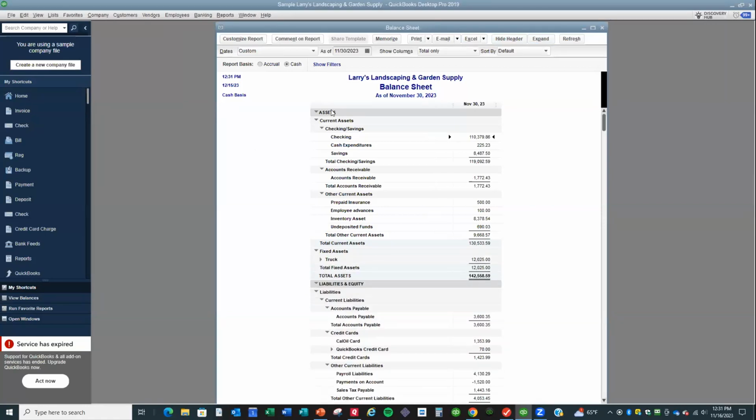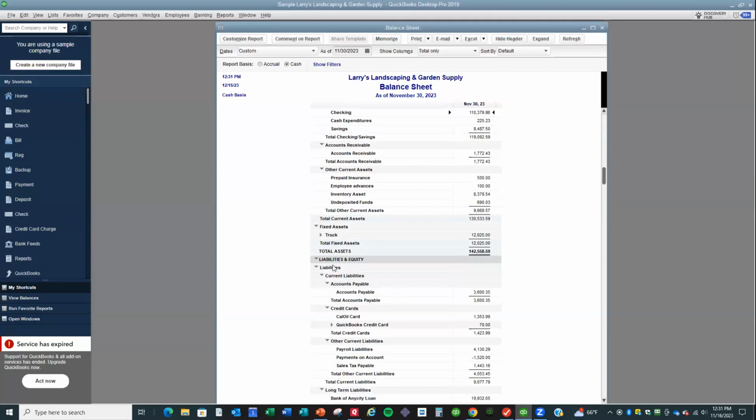It shows you your assets, which is your current assets: your checking accounts, all your cash stuff, your accounts receivable, the money people owe you, other current assets, prepaid insurance, and so forth and so on. We don't need to get into all of these. Your fixed assets are those bigger items that have a useful life of more than a year. In this case, he's got a truck.